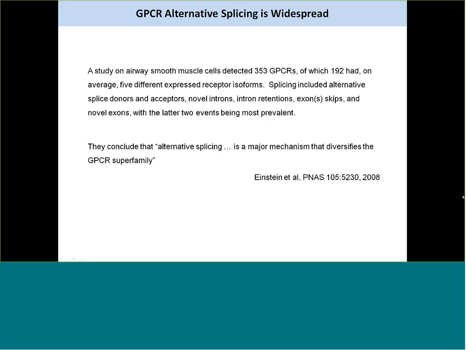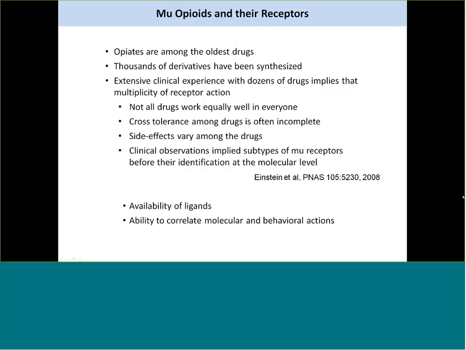In that paper, they conclude that alternative splicing is a major mechanism that diversifies the GPCR family, and what I'll try to do today is give you some indications and examples of how this can be supported within the opioid field. The opioids are among the oldest of drugs. They've been around for literally thousands of years. Thousands of derivatives have been synthesized, and indeed they were synthesized long before the receptor was actually identified.